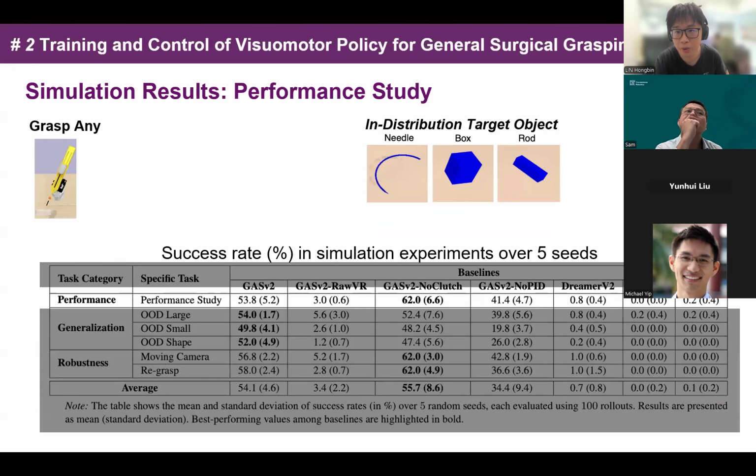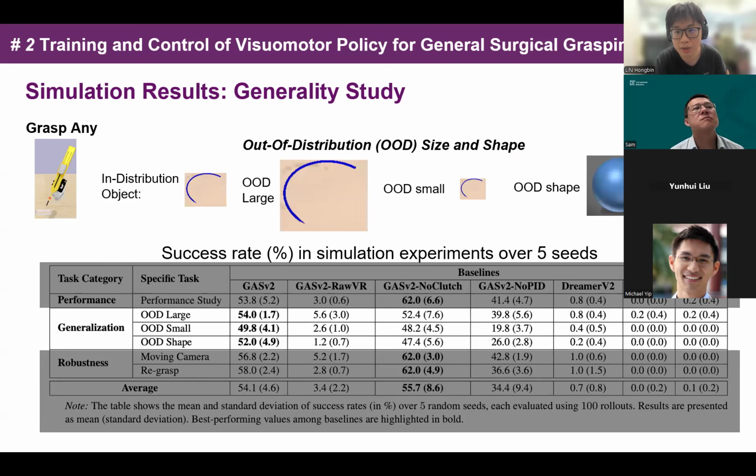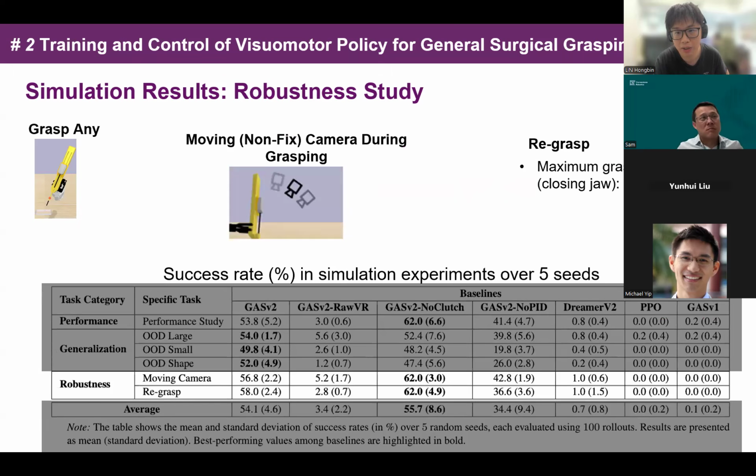In simulation, we train our controller with different random seeds. We conduct a performance study using in-distribution target objects. Our method achieves a strong performance with a success rate above 50%. We also conduct a generality study in the simulation to evaluate out-of-distribution sizes, shapes, and target objects. Our controller experienced only a slight degradation with a maximum of 4% success rate. This highlights a strong generality.